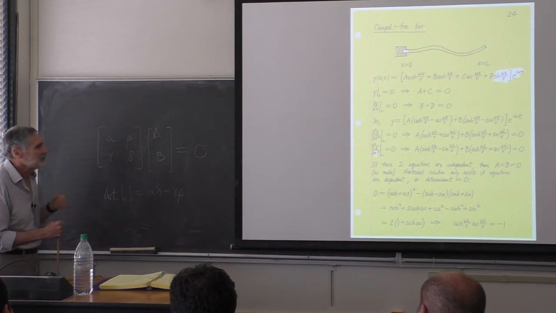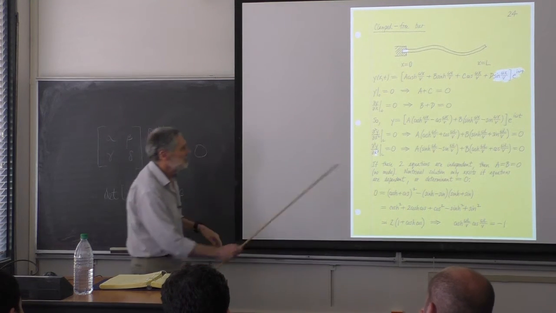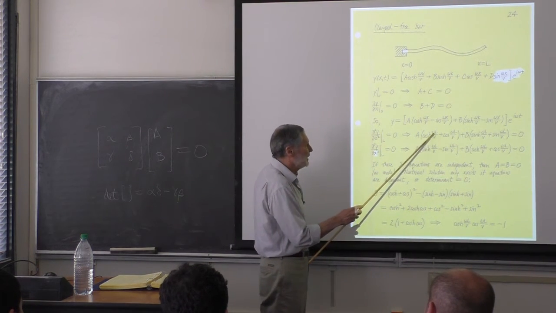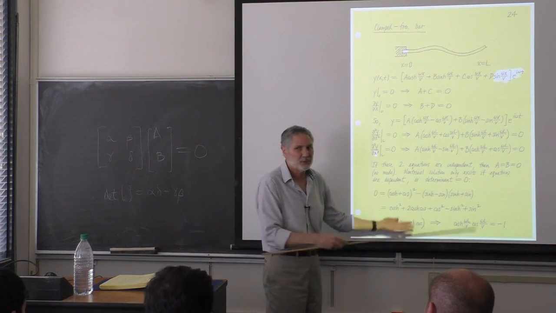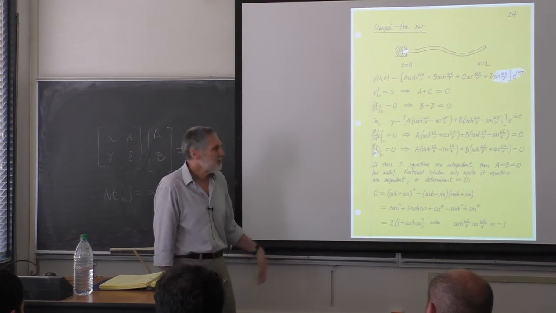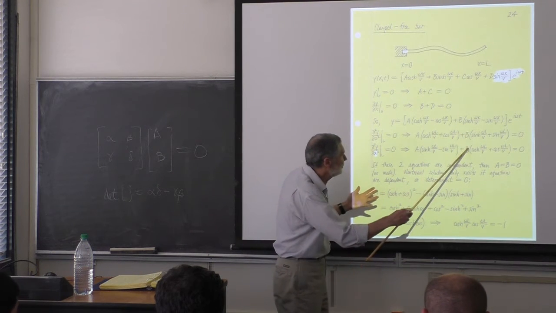What that means, what's at the root of this, is that when the determinant vanishes, these two equations are not independent. If they were independent, the only way you can solve them is with A equals B equals 0. And there are other ways you can see this. You could imagine solving this for B and substituting the result in here.